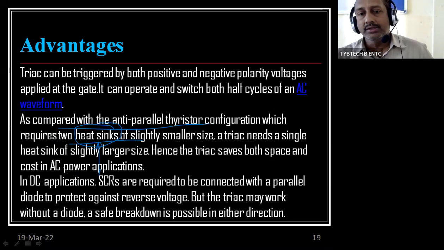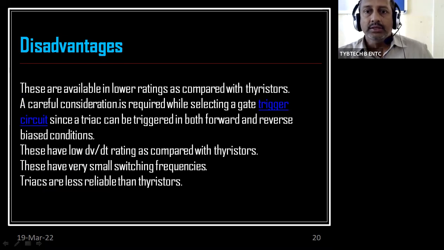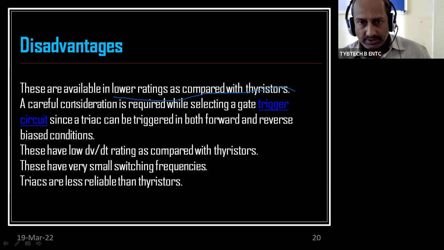So this triac is going to work for AC devices, and in DC applications also it is going to be used. The disadvantages are also there. Every device will have advantages as well as disadvantages, so according to your application you are supposed to choose the device. What is this? The lower rating as compared to the thyristor. That is, only at lower frequency can we use this particular triac.